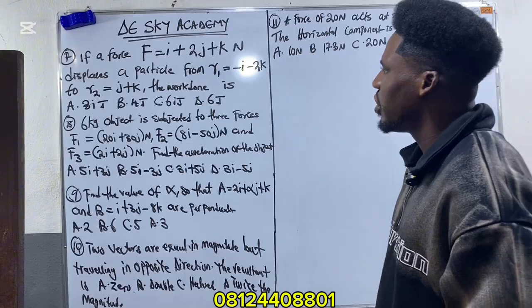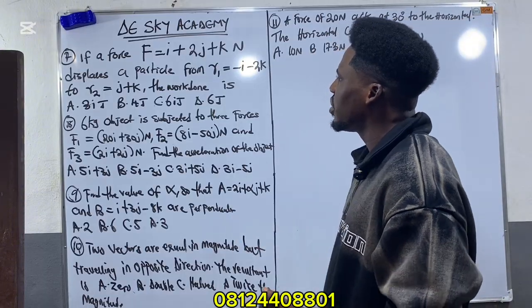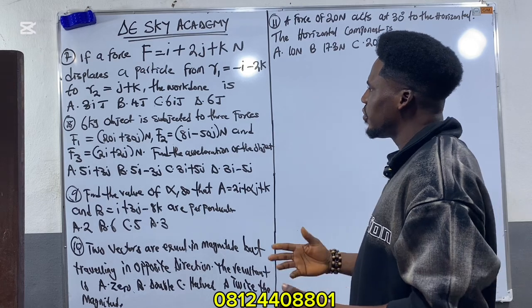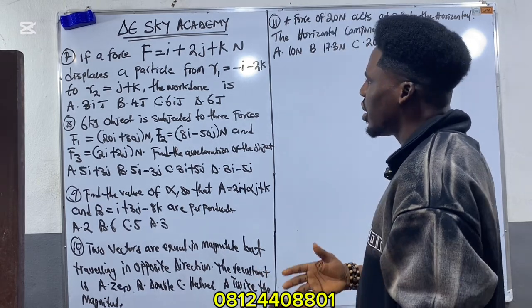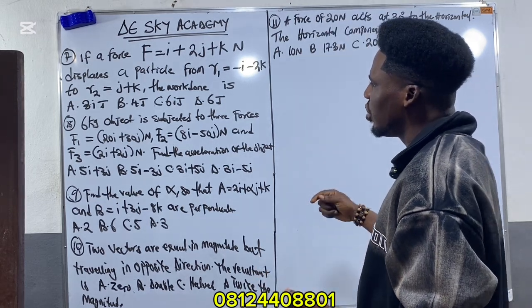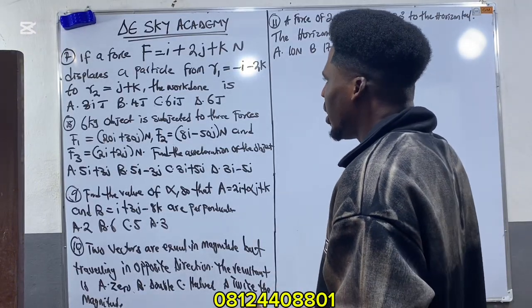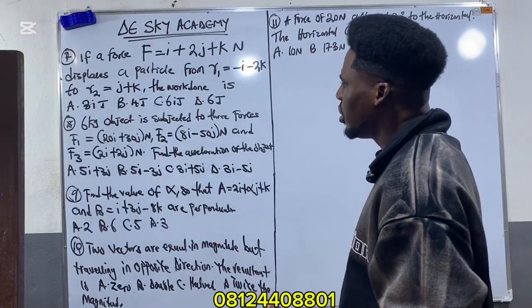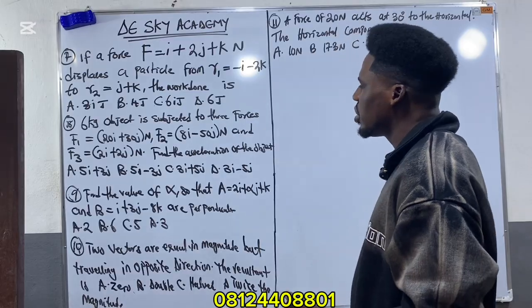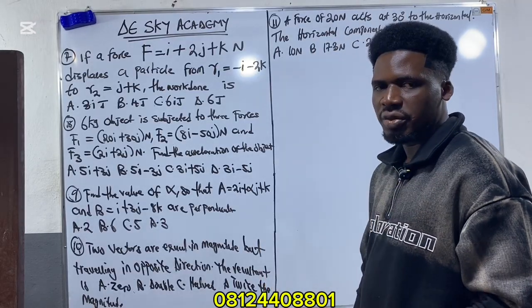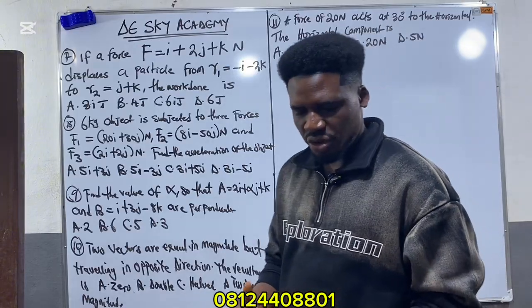Question number 7. They said if a force F is equal to I plus 2J plus K displaces a particle from r1 to r2, the work done is dash. Option A, 3ij, option B, 4j, option C, 6ij, and option D, 6j. Now, how do you solve this?